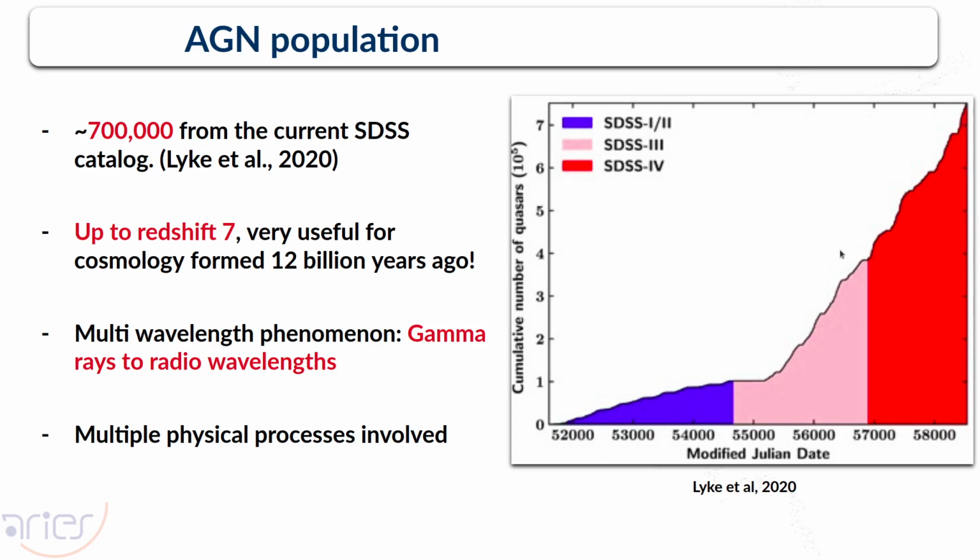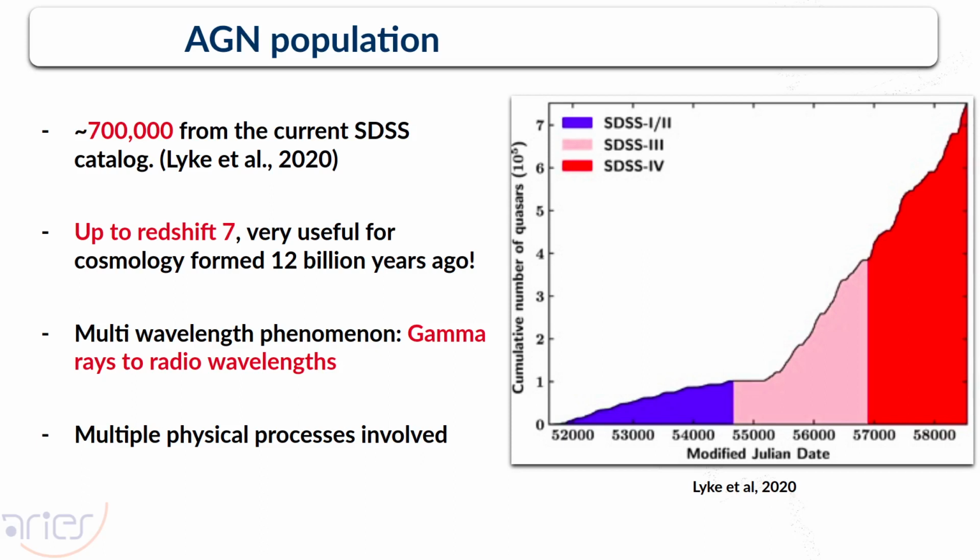This is all thanks to the Sloan Digital Sky Survey, because they release their data publicly, and this is their fourth generation. You see, we have around 700,000 quasars known so far from this Sloan Digital Sky Survey. Now, why are they very important?